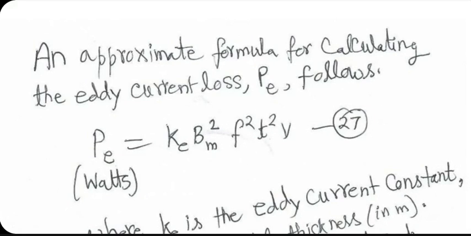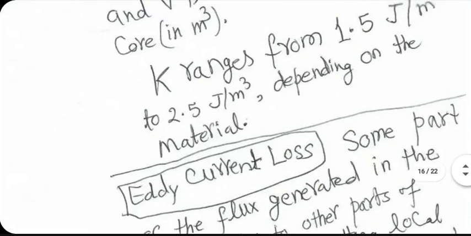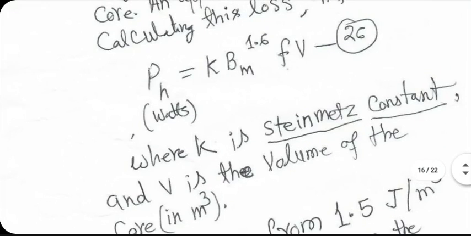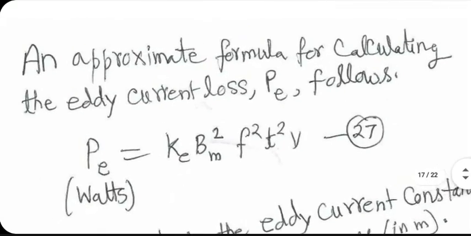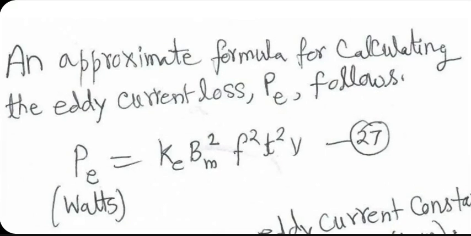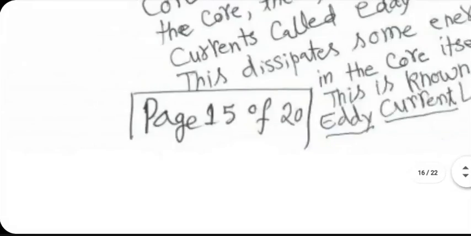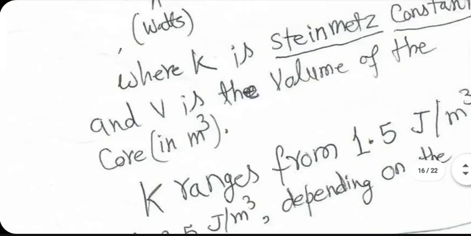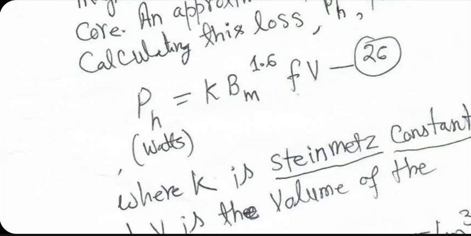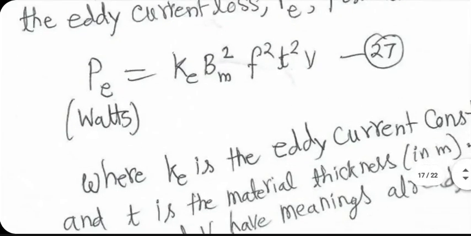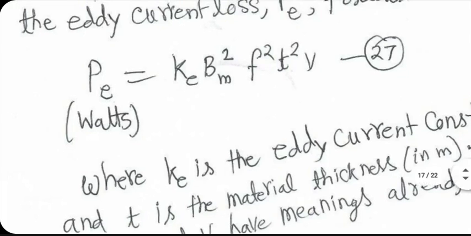Here, a second order effect is there for BM, while for hysteresis loss, you had a power of 1.6. So eddy current loss rises much faster with the flux density. Frequency square is involved here. There it was frequency to the power 1. T is the thickness of the wafer, each slice, how thick it is. That is small t.